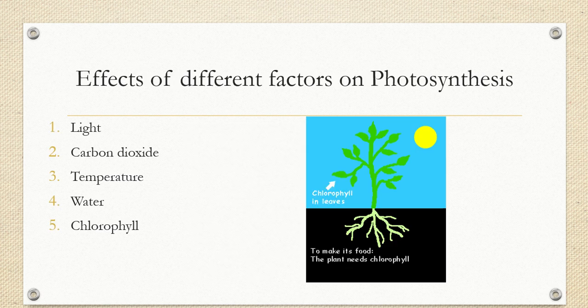Here are the effects of different factors on photosynthesis. The first factor is light, then temperature, carbon dioxide, water and chlorophyll. These are necessary factors for photosynthesis. If any of these factors falls to a lower level, photosynthesis slows down or stops.